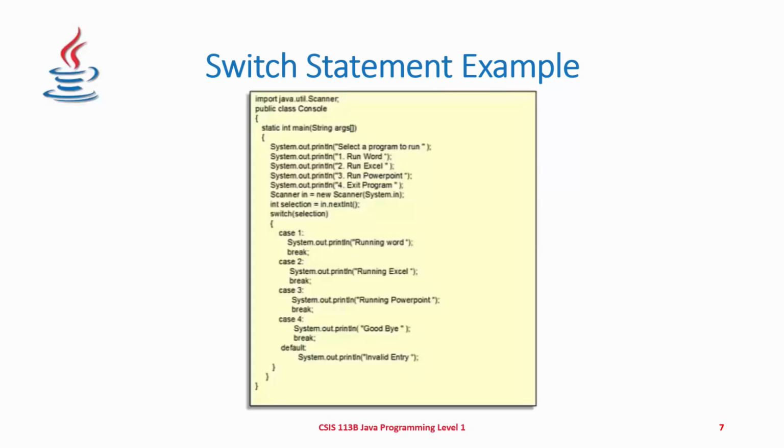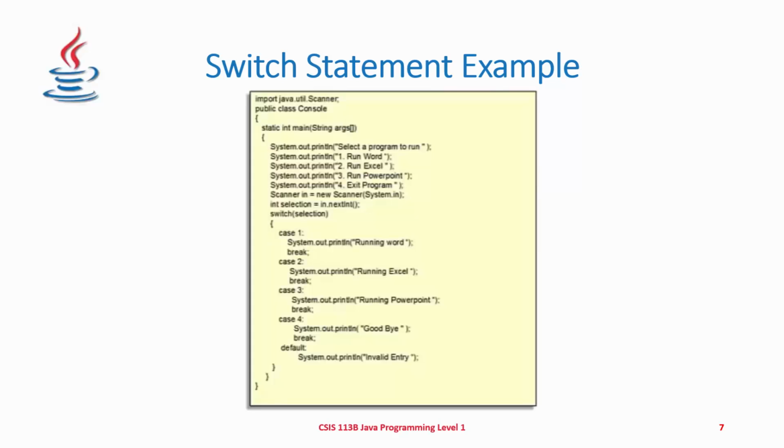Essentially, we're checking the input from a user to see whether they want to run a Word program, an Excel program, a PowerPoint program, or exit. So depending on whether they enter a 1, a 2, a 3, or a 4 is what we're checking for. So you can see that we assign the integer selection variable the value of the input from the user. We use the selection variable then as the value we're going to test here in the switch block.